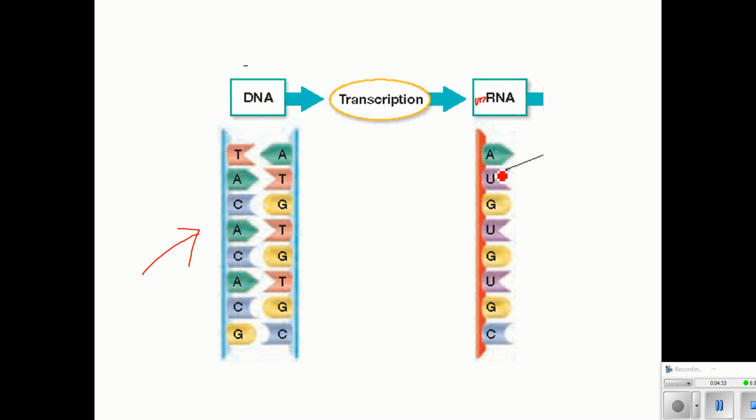You also might notice that there is no thymine in RNA. There's no T. The T gets replaced with a U, which is uracil. And uracil is just a different type of nucleotide. It's not really that much different from thymine, but it's only present in RNA, which makes it unique.